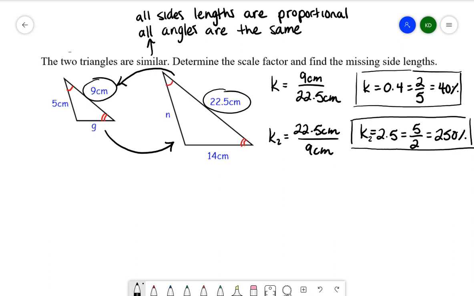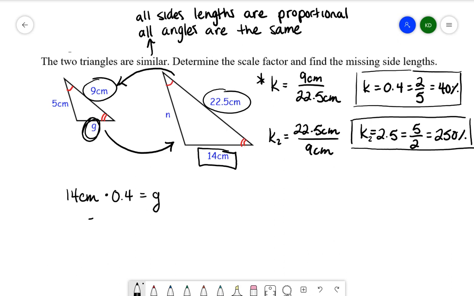So let's start with solving for g. If I have g here, and let's say I have this corresponding side, which is 14. If I start with 14 and I'm going to the smaller triangle, then what I want to start by looking at is the k value that I calculated the first time. So here, what I can do is go 14 centimeters. I need to reduce this size to 40% of its original. So I'm going to multiply by the decimal of 0.4. And this is going to give me my g value.